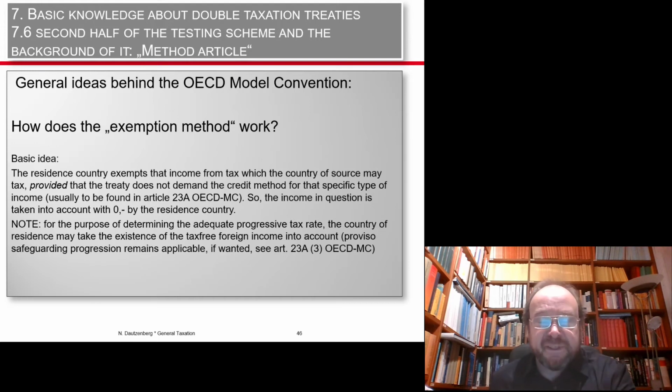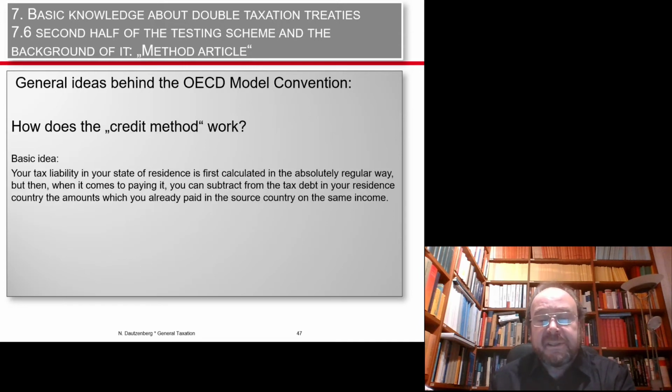How does the exemption method work? Just plain and simple. The residence country says whenever the source country has, under this treaty, the right to levy a tax, we renounce that right and declare that particular part of the income tax-free in our country. That's in the A variant. The proviso safeguarding progression is nevertheless granted, if possible.